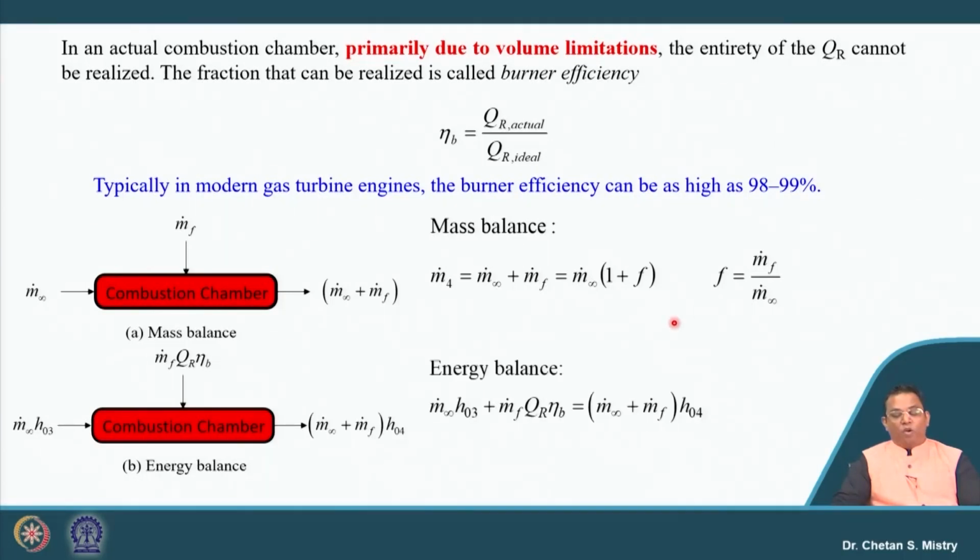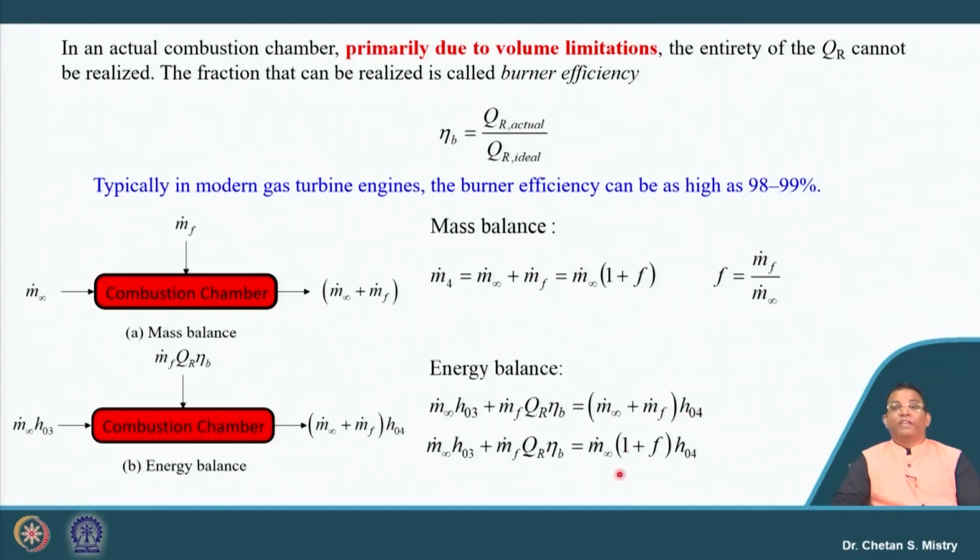Okay. Now, let me put the energy balance. What is going inside is M infinity into H03 plus MF QR into my burner efficiency, which is equal to M infinity plus MF into H04.